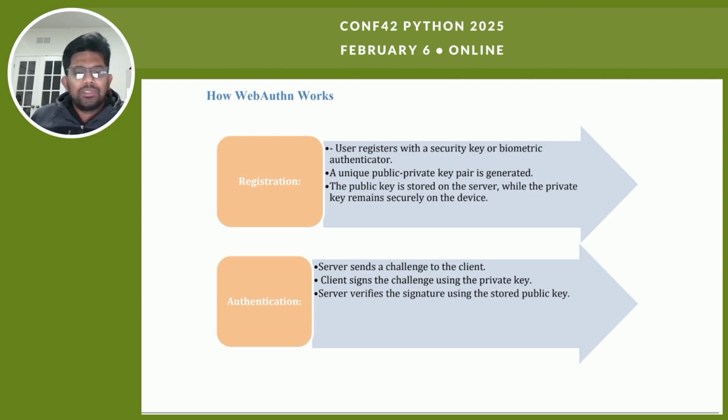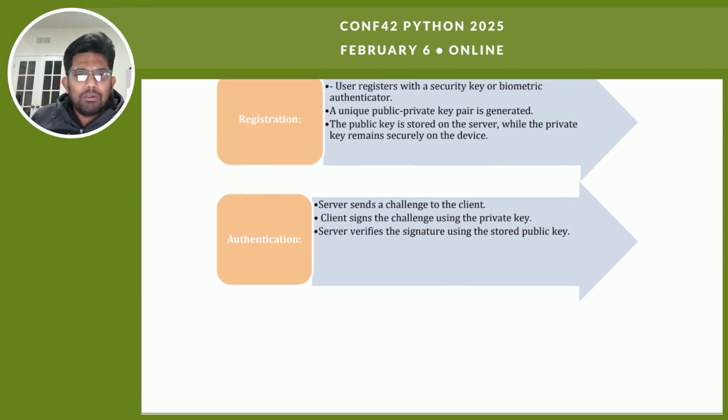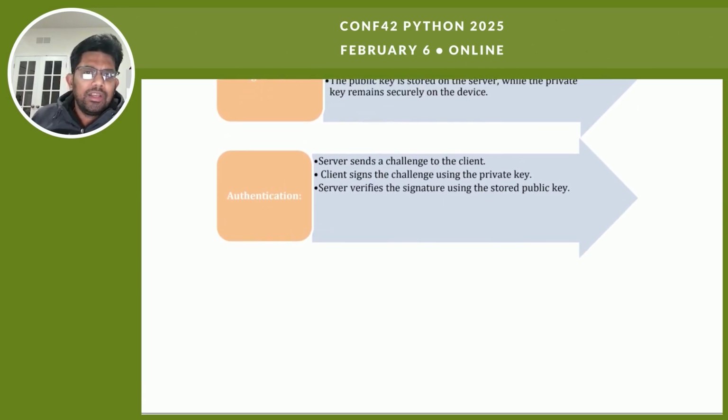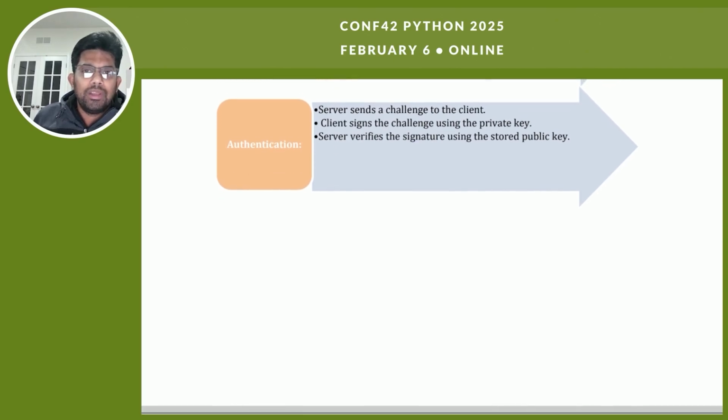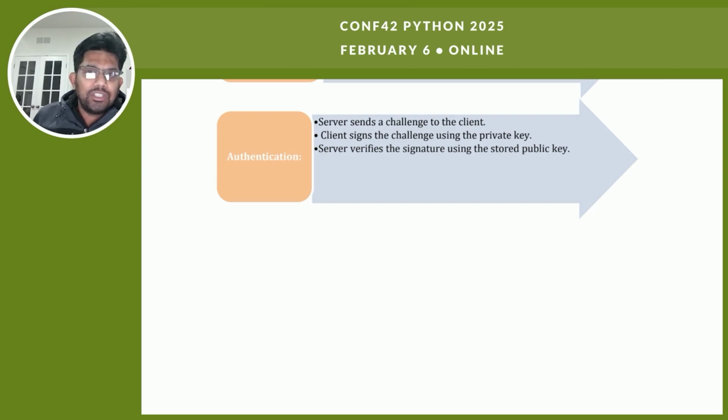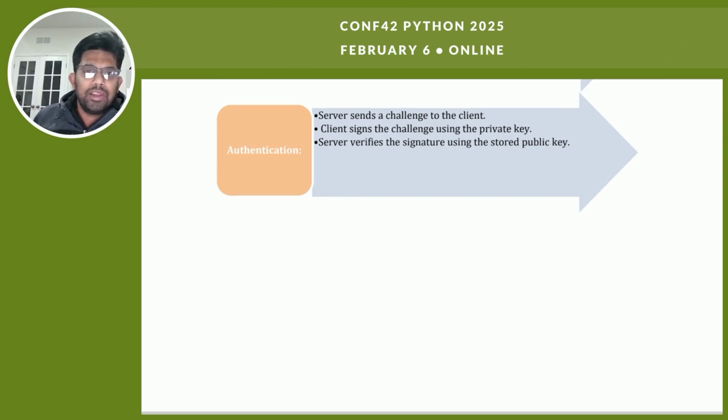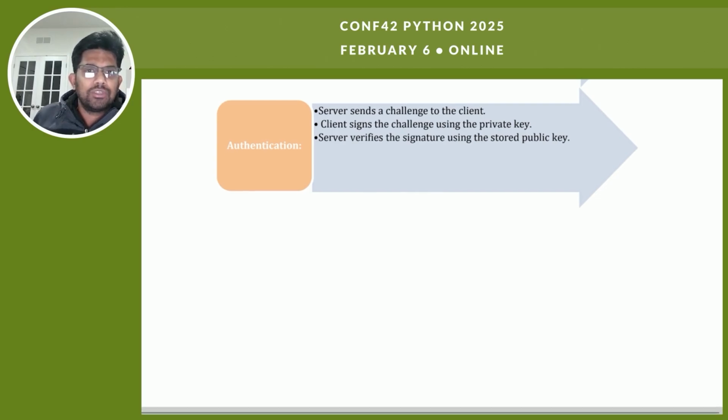Once the registration process is complete, then we can also look at the authentication process, right? For example, if you want to do Face ID authentication or biometrics authentication or a retina scan, whatever it is, the Authn server will send a challenge to the client, and the client signs the challenge using the private key stored in your device, and the server verifies the signature using the stored public key. And if everything matches, the handshake is good, then the user is allowed to authenticate and access the resources.